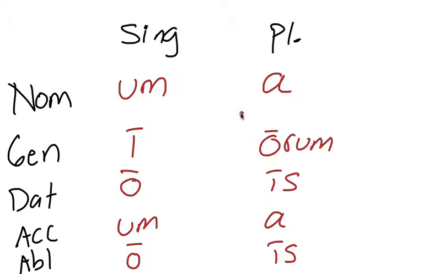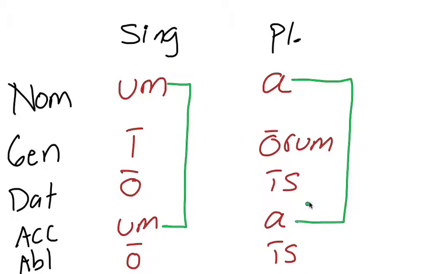So if we make some observations about second declension neuter, we can see that in the singular, the nominative and accusative are the same form, right? They end in -um. And also in the plural, the nominative and accusative are the same form. And that's true of every word in the Latin language that is neuter in gender. The nominative and the accusative form will be the same in the singular and same in the plural.